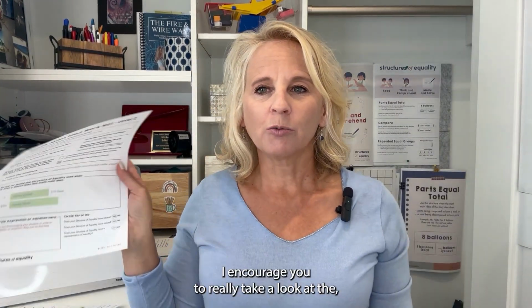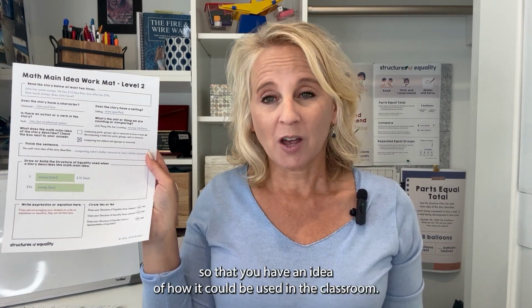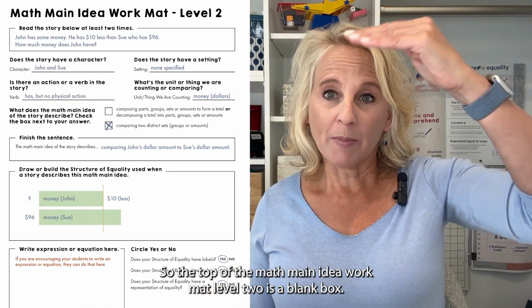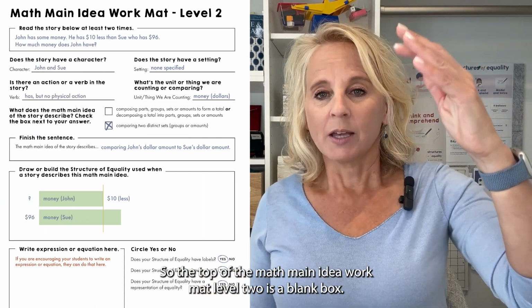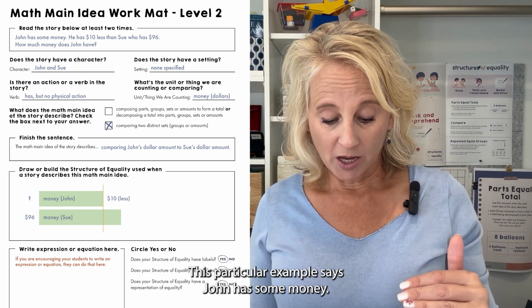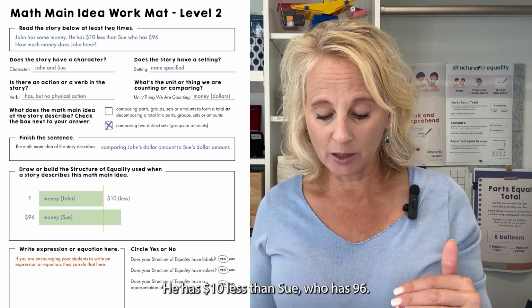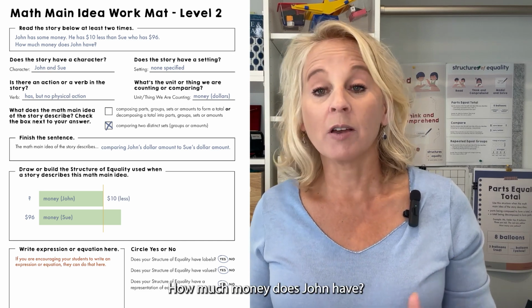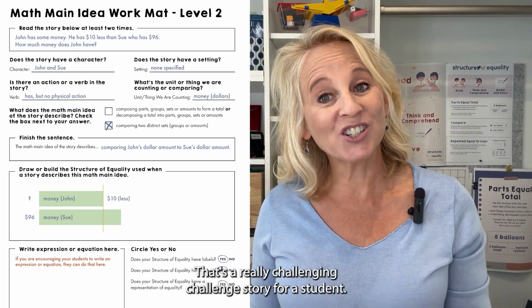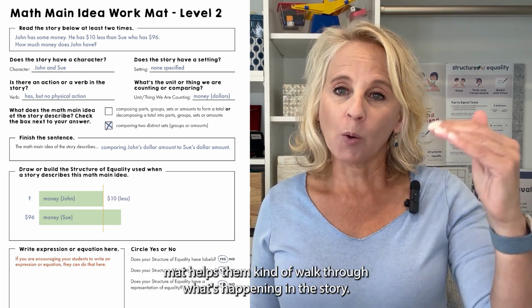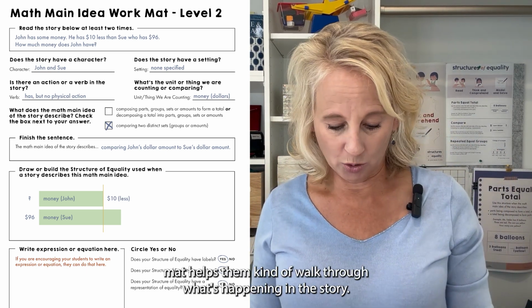I encourage you to really take a look at the example, so that you have an idea of how it could be used in the classroom. The top of the Math Main Idea Workmat Level 2 is a blank box. This box is fillable. This particular example says, John has some money. He has $10 less than Sue, who has 96. How much money does John have? That's a really challenging story for students. So the Math Main Idea Workmat helps them walk through what's happening in the story.